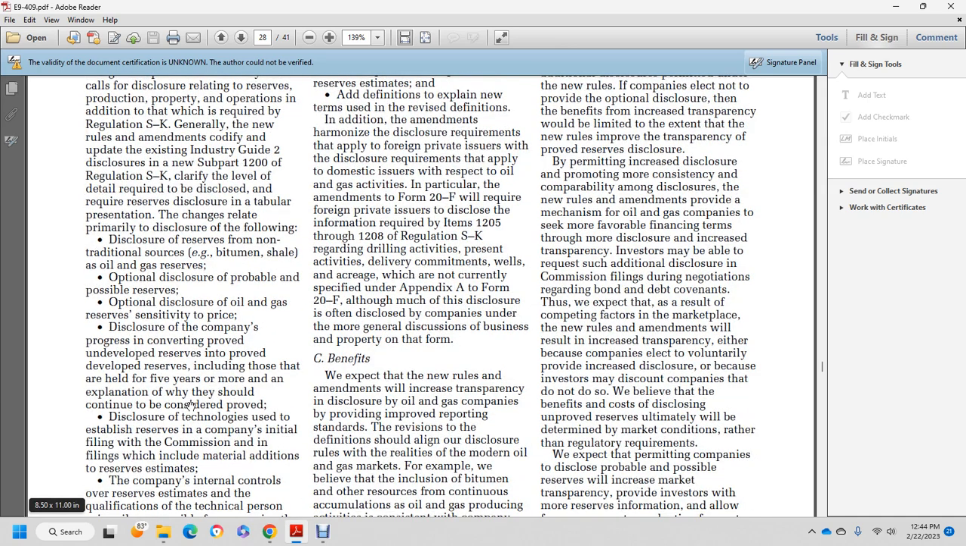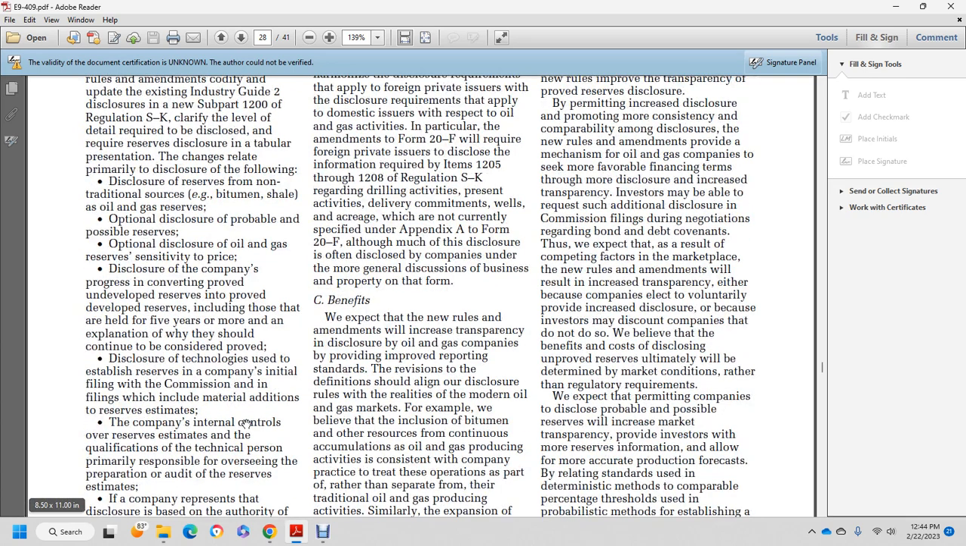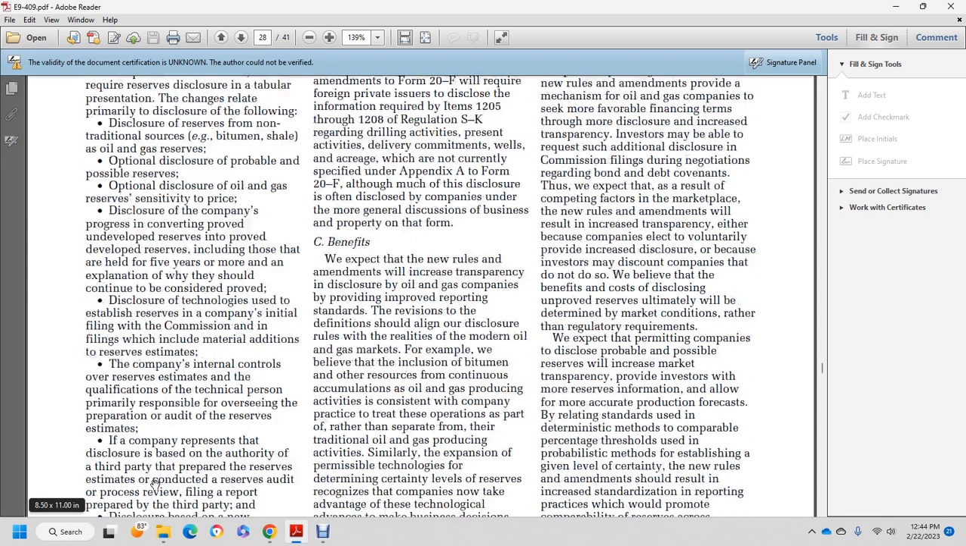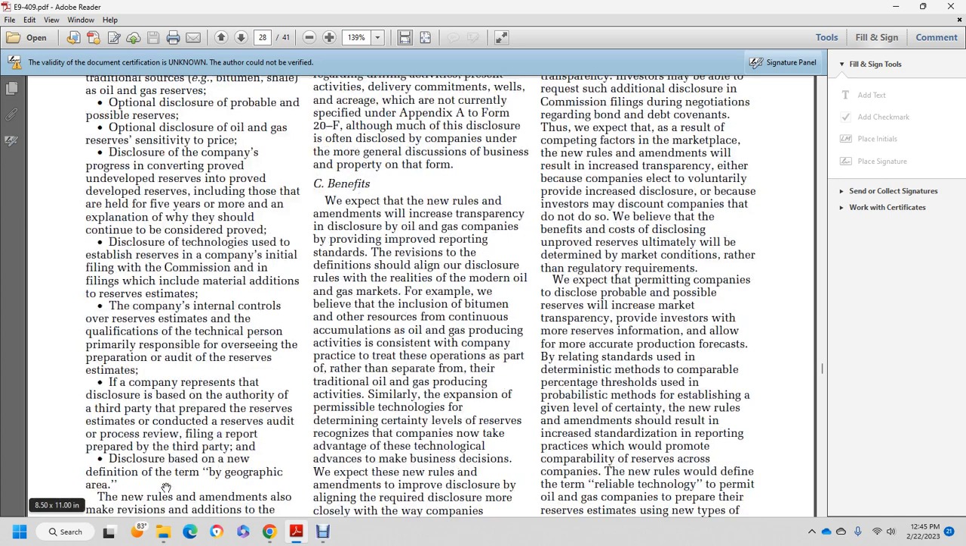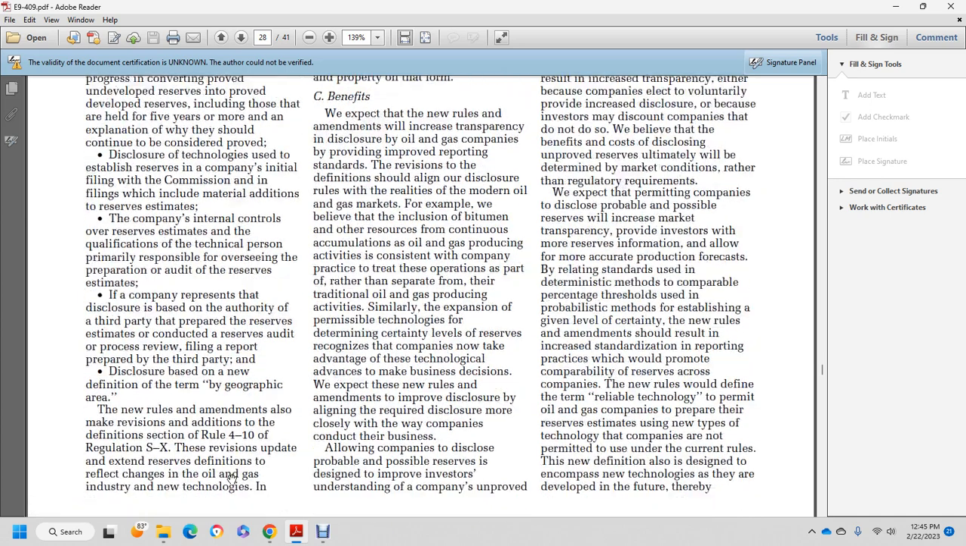Disclosure of technology used for the established reserves of the company, and of the following with the Commission, includes material additions to the company's reserve estimates and the internal controls over reserve estimates, and the qualifications of the technical person primarily responsible for overseeing the preparation or audit of the reserve estimates. If the company relies on the authority of a third party that prepared the reserve estimates, it must disclose whether a reserve audit or review process followed a report prepared by the third party, and disclosure based on the new definition of the term geographic area.